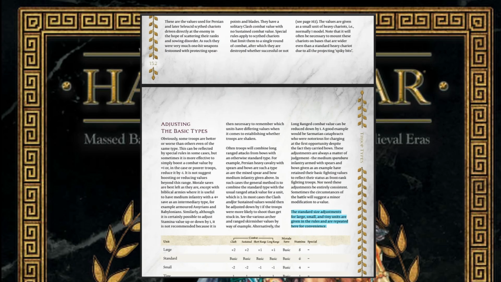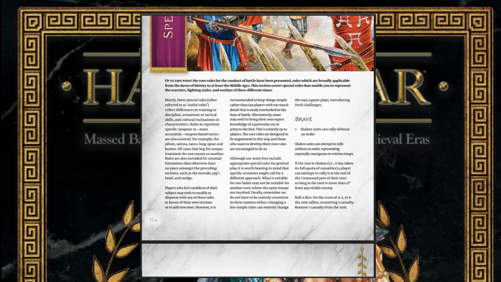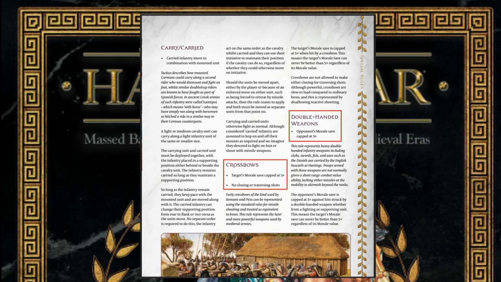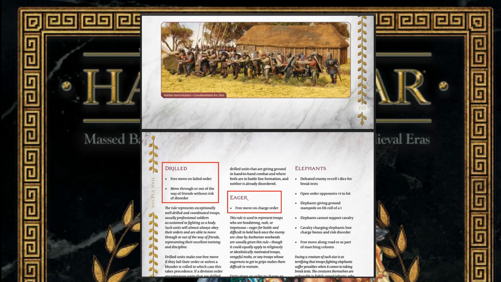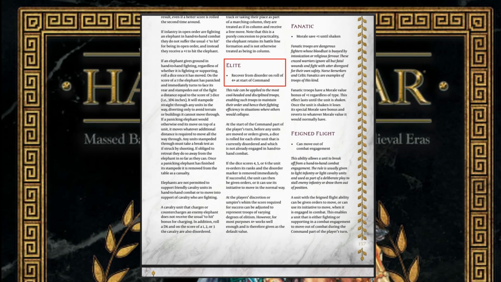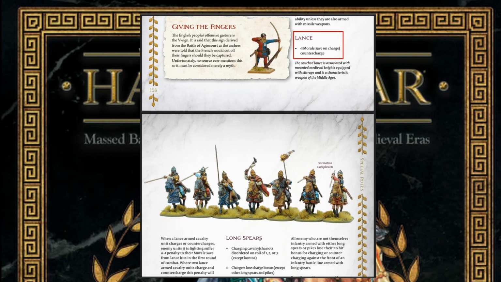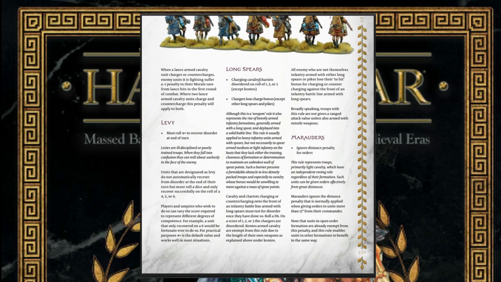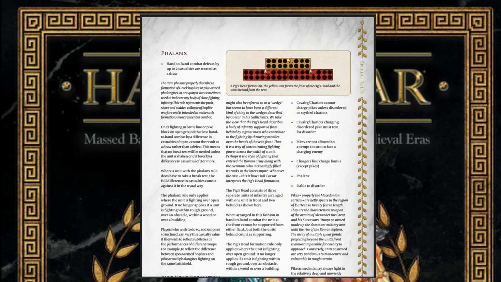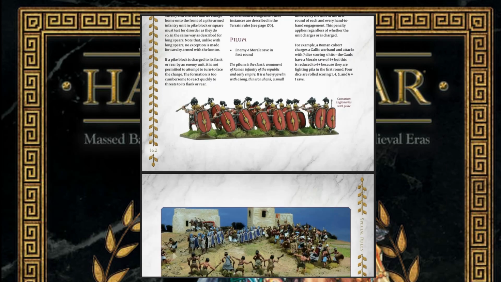And we reach a point where we go to special rules. We know all the special rules that Hail Caesar used to have. You have double-handed weapons, crossbows, capping at +5, drilled, eager. You have elephants. All these you see, I've marked some of them for the 100 Years' War. Elite, frenzied charge. You have lance, long spears, levy, marauders, marksmen. I go quite quickly now. Phalanx, all these are part of it. Actually, I think they're copy-paste. I don't think there is anything different.